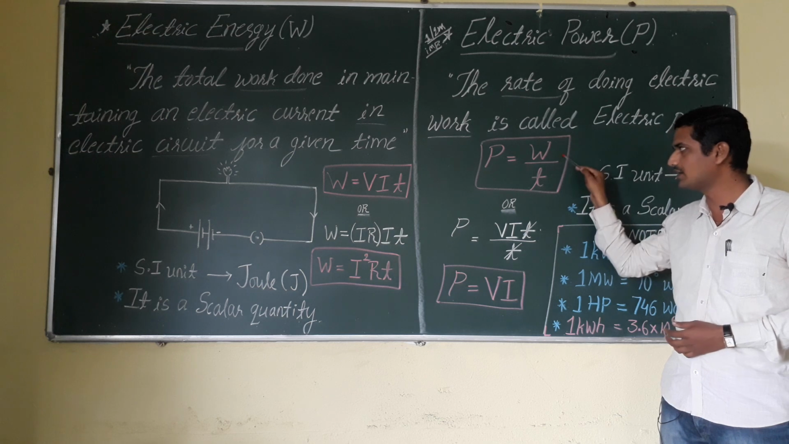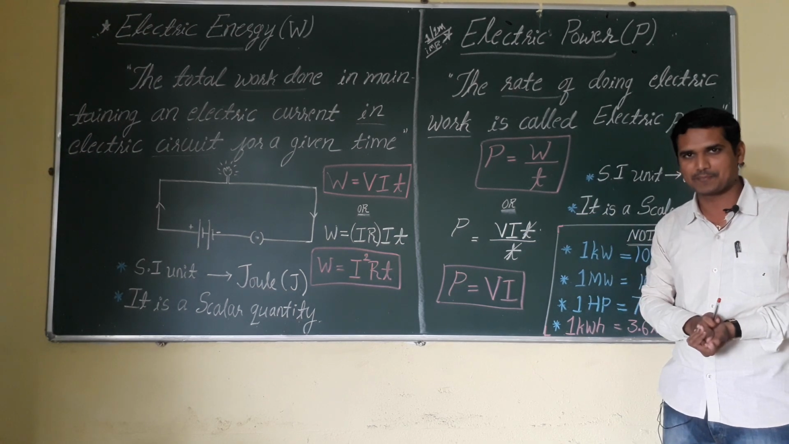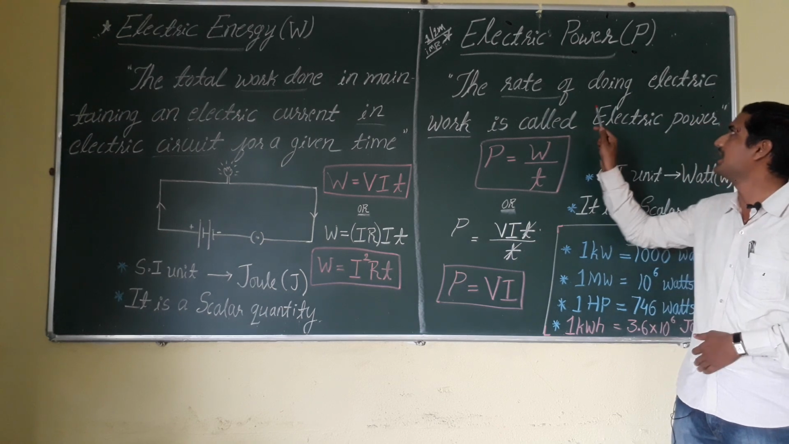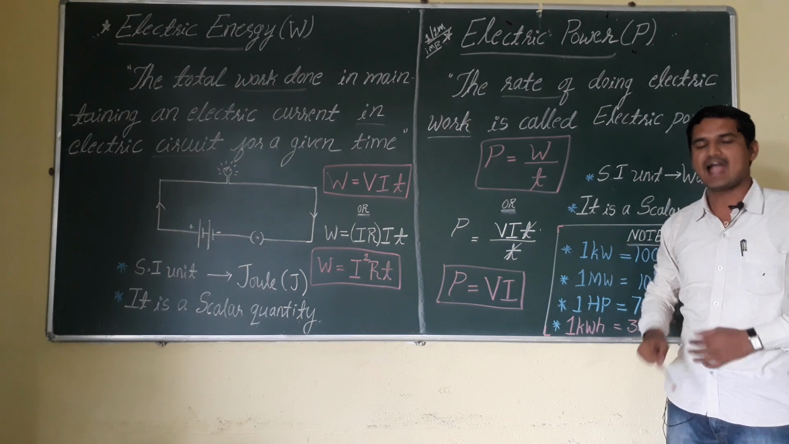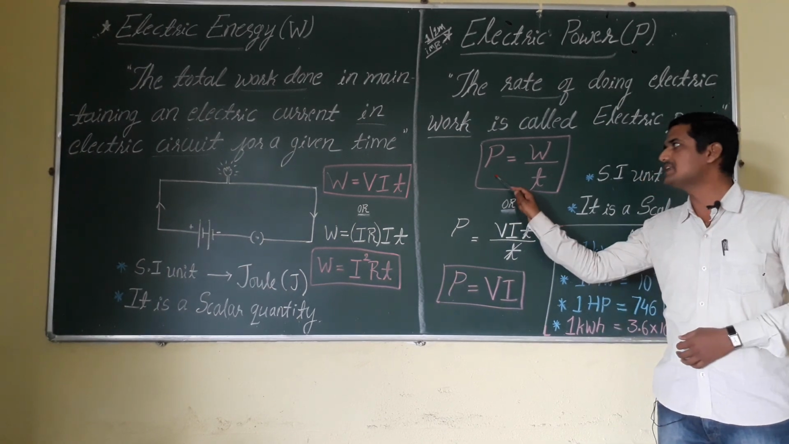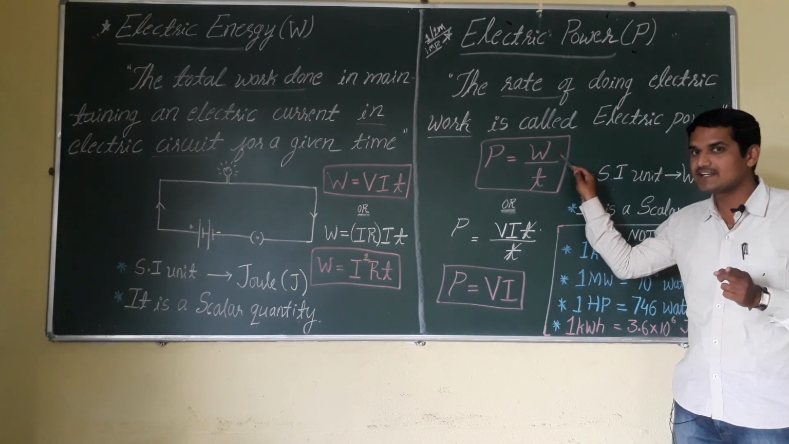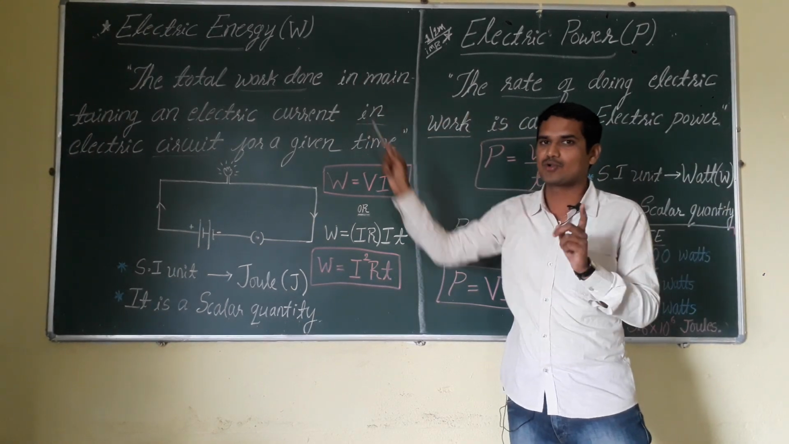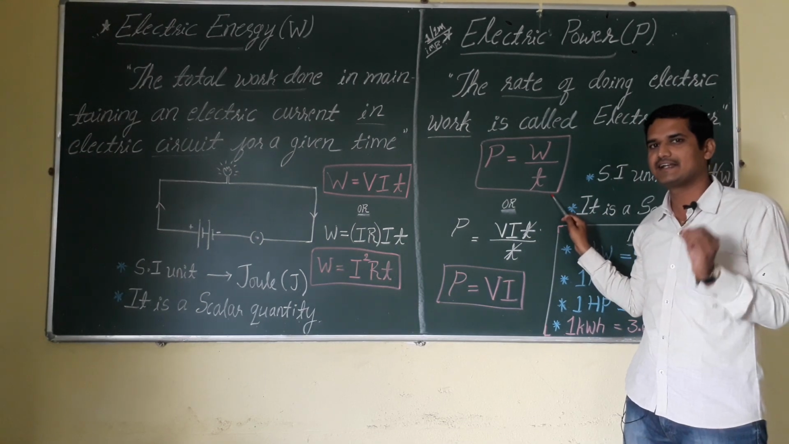The ratio of work done to the time taken in an electrical circuit is also called the electric power. Or simply, you can say it is the rate of doing electric work. This is generally given by the formula P is equal to W divided by T. And you already know W is indicating electrical energy, not work done, and T is indicating the time taken.